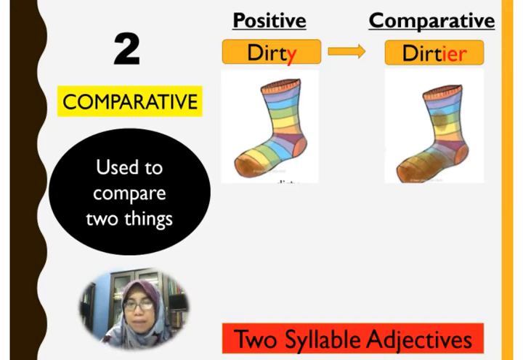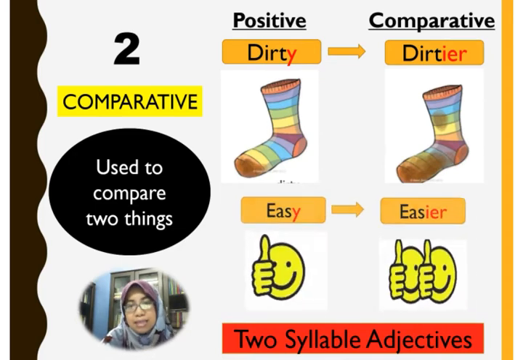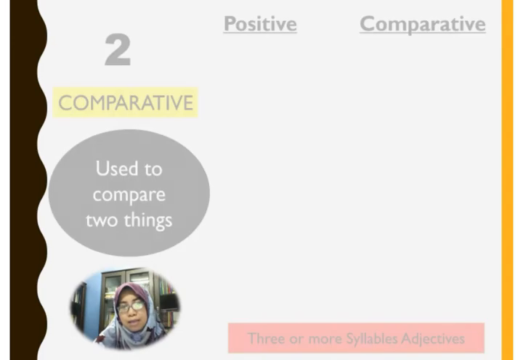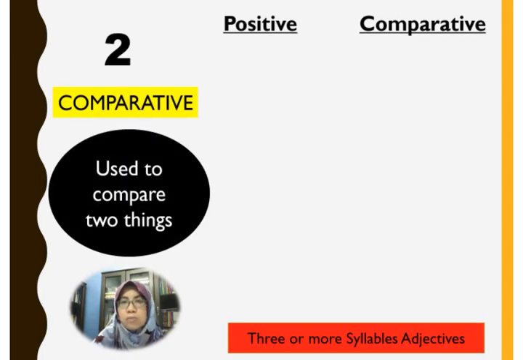But remember, you have to take a look at the end of the words also. Which one? Which is y. So you have to change y to ier. Okay. Easy. Look at the end of the word easy, y. So you have to change it to ier. Easy, 2 syllables.